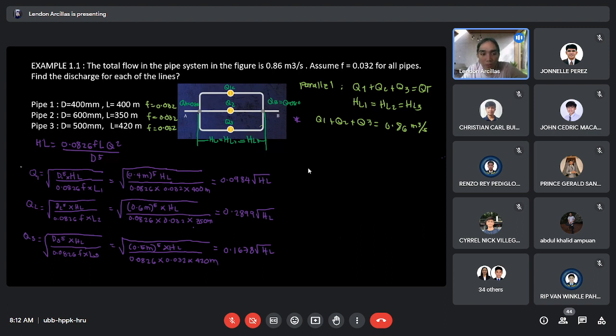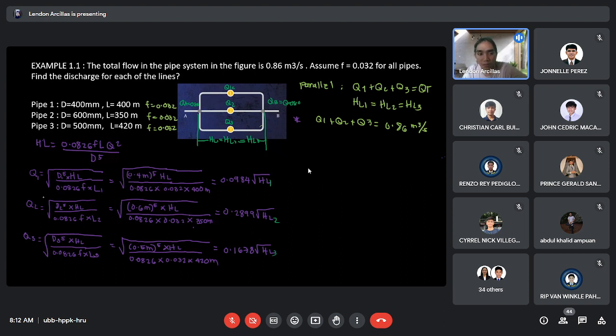So, paano kayo kukuha ng given na to? Of course, given na din yan sa problem. You just have to memorize the formula. So, this is Q1, 0.0984 square root of HL1. Q2 is 0.02899 square root of HL2. Q sub 3 is 0.1678 square root of HL sub 3.